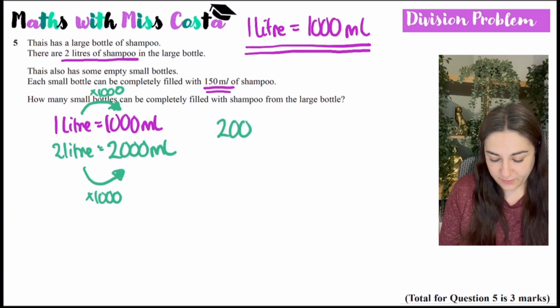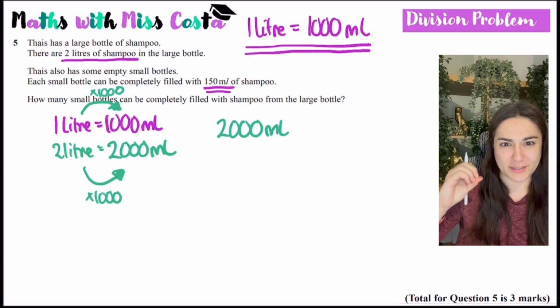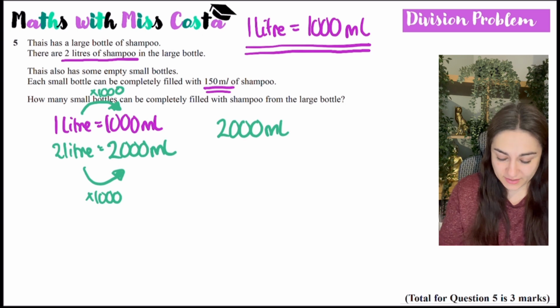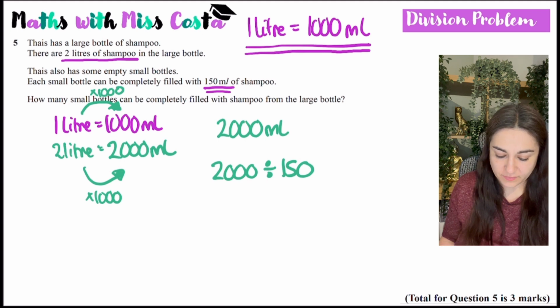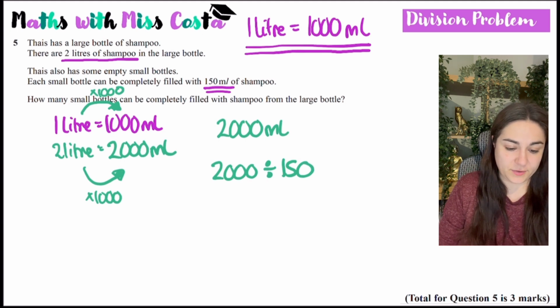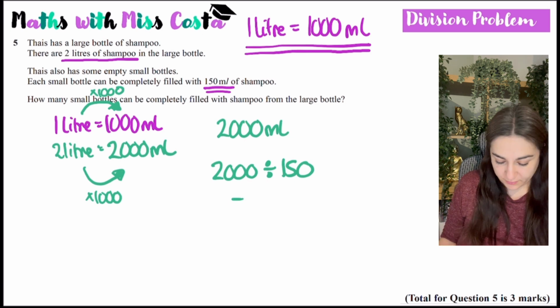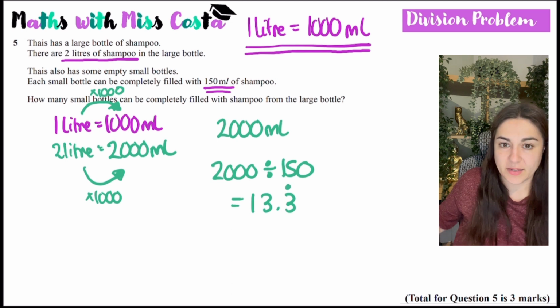So I need to figure out how many lots of 150 millilitres fit into 2000 millilitres, and to figure out how many lots of something fits into something, we use division. So we're going to do 2000 divided by 150. So that tells me how many lots of 150 fit into it, and 2000 divided by 150 gives me 40 over 3, which is 13.3 recurring.